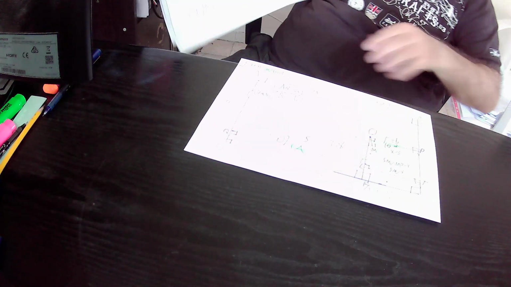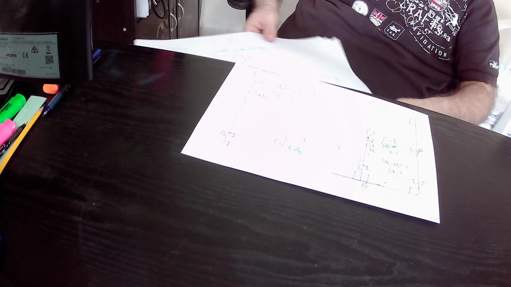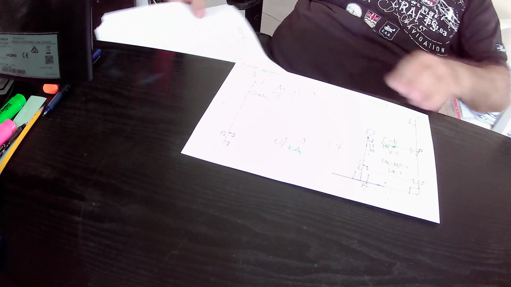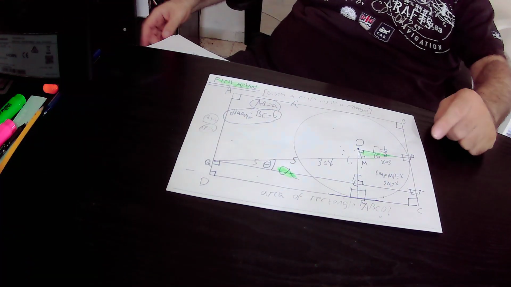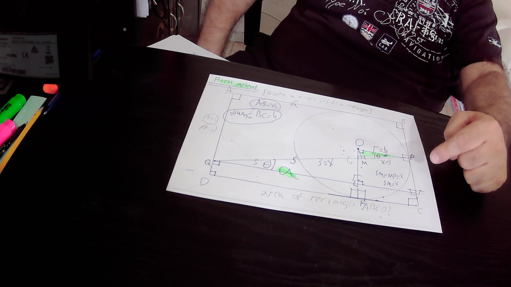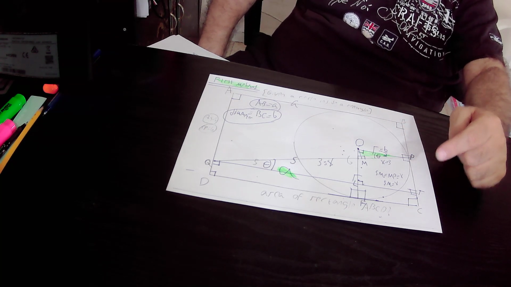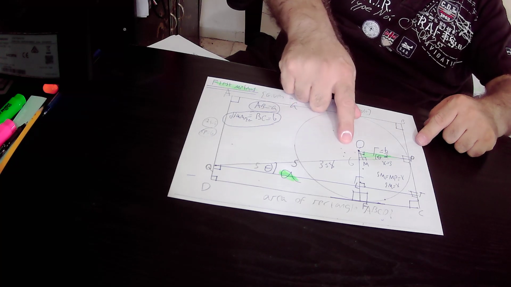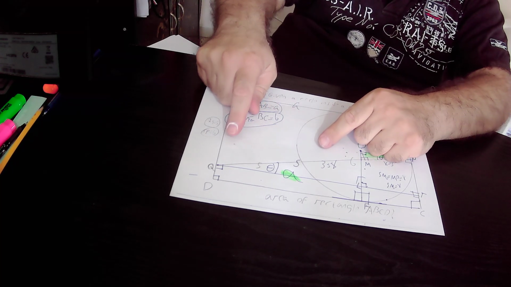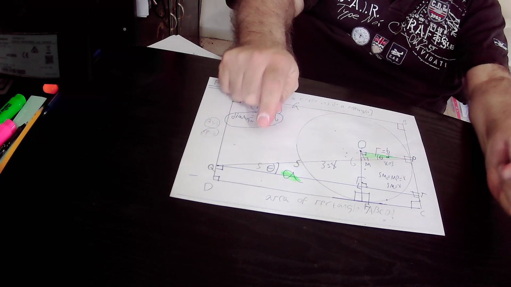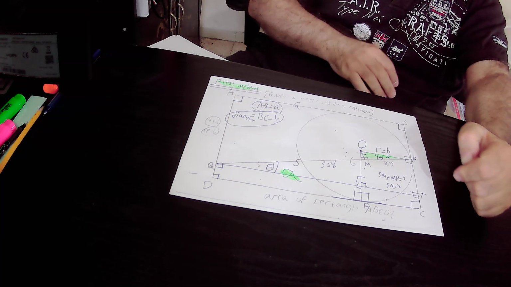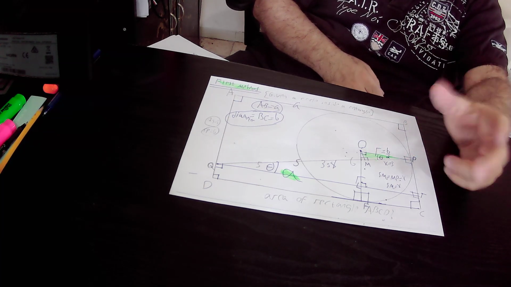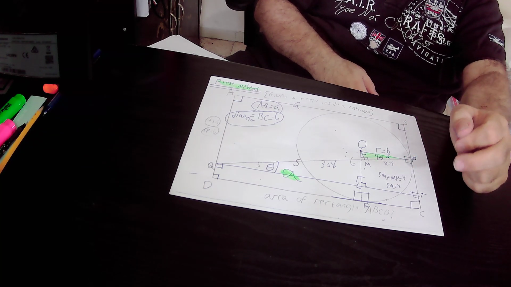So in the drawing we have a rectangle. Inside this rectangle we have a circle. Line segment PS equals 6 units, line segment SQ equals 5 units, and our mission is to find the area of this rectangle ABCD.